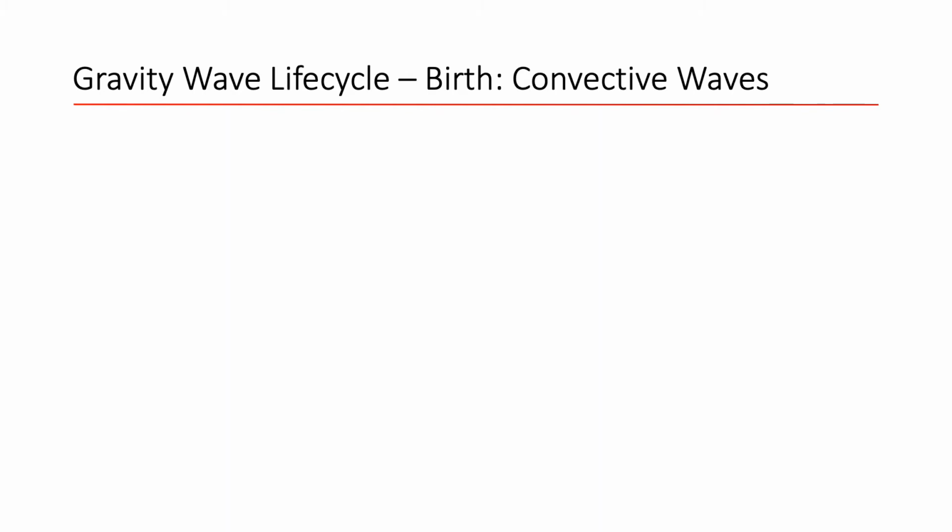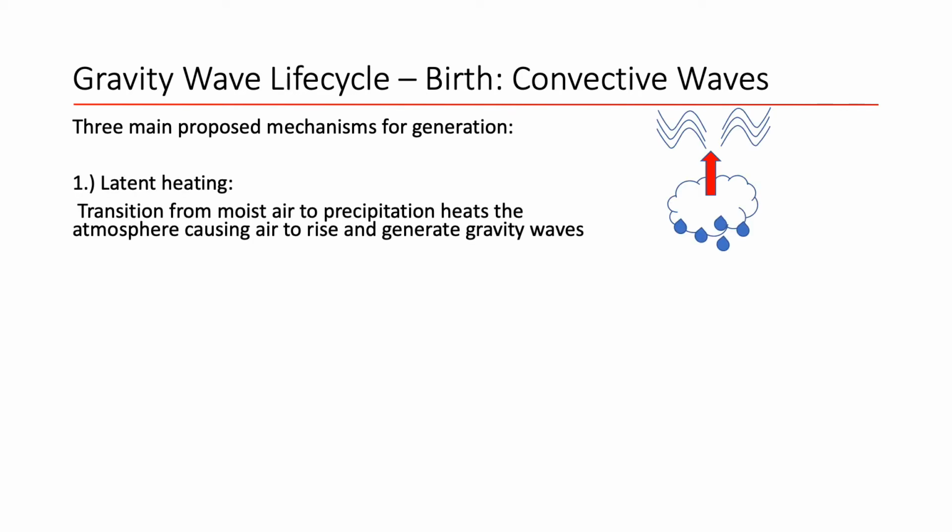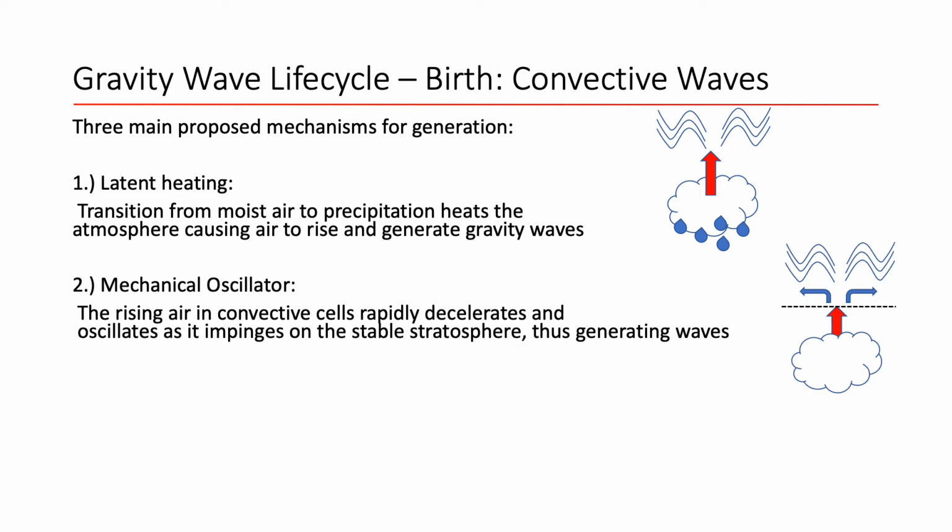So I'll move on to talk about convectively generated waves. There are three main proposed mechanisms for these generations. The first is by latent heating. As the moist air in a thunderstorm is converted to rainfall, this generates latent heating which provides the energy to generate the gravity waves.